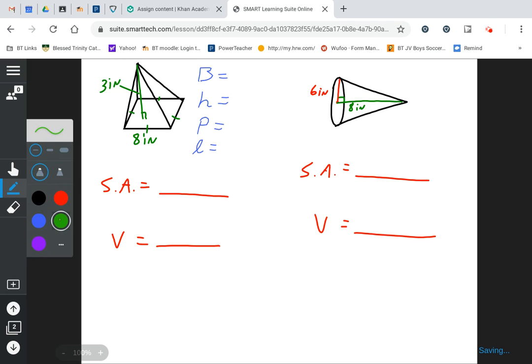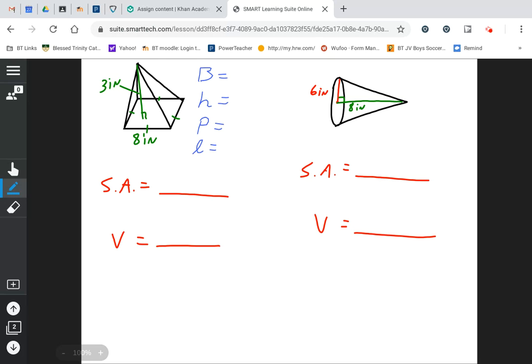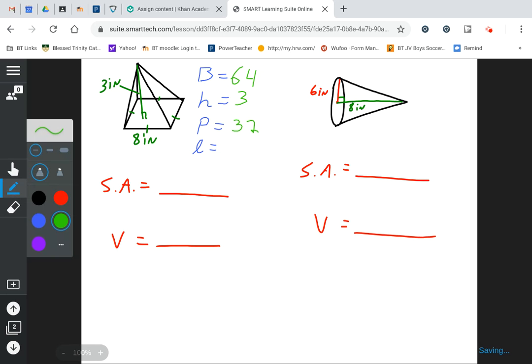Now, some of this we already know. We know that the height is 3, and that's already there. We know that the length of one side of this pyramid is 8 inches, so every side is 8 inches. So the perimeter is going to be 32, 4 times 8. And since it's a square pyramid, and we're assuming these are all regular squares, the base will be 8 squared, so that's going to be 64.